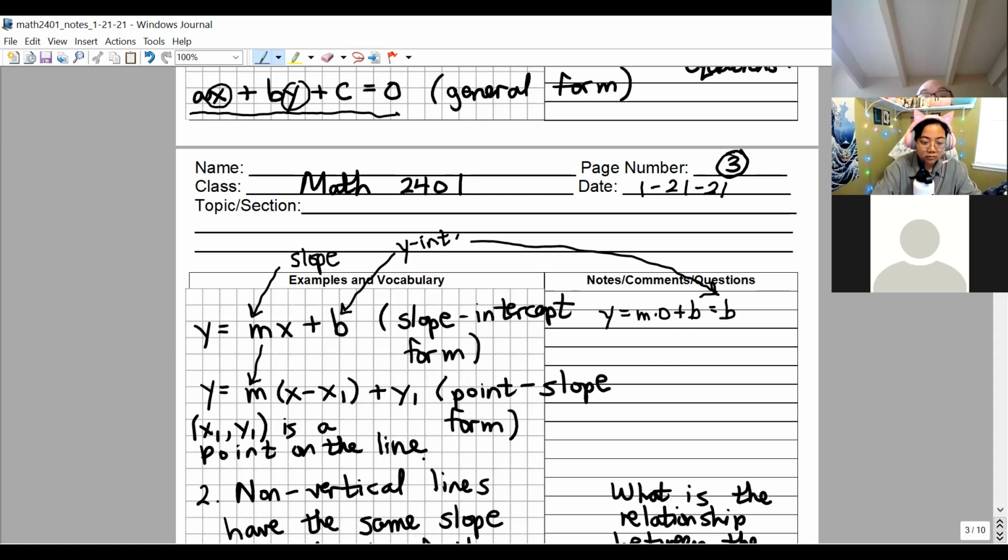So the moral of the story very quickly is this is what equations for linear relations usually look like. Remember, the x and the y are both raised to the first power. So if you have an equation with two variables and either the x or the y is not raised to the first power, that's probably not a linear relation. It may be a perfectly good relation, but not a linear relation.